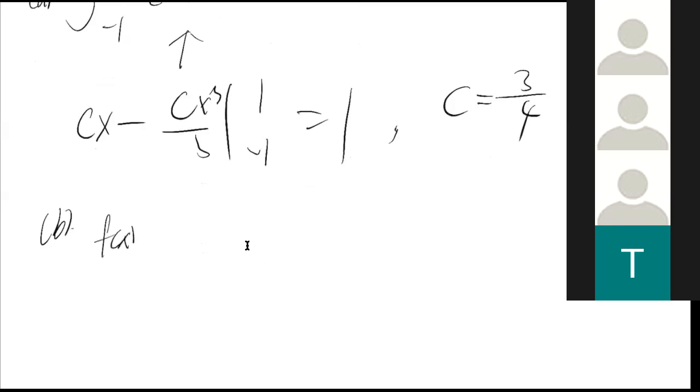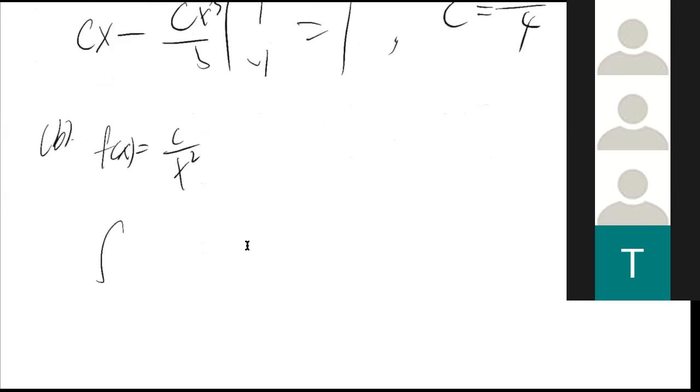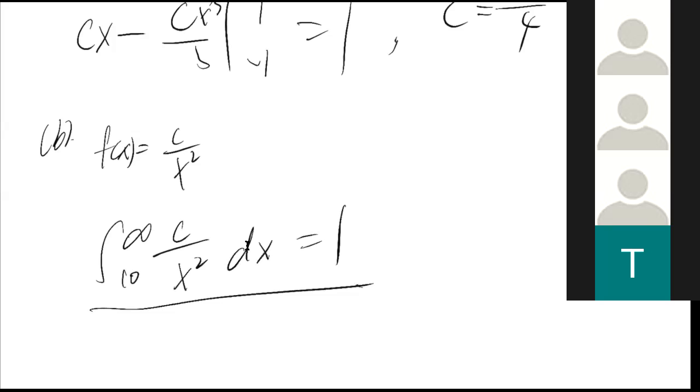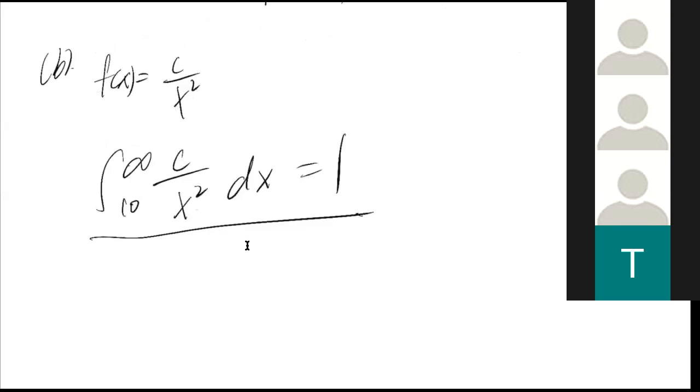And the second question, again, but the range of x that is non-zero was changed to 10 to positive infinity. That's where x is non-zero, and we plug this function in and want to solve this equation. Then we just calculate the integral, negative c over x from 10 to plus infinity equals 1, and we get c is equal to 10.